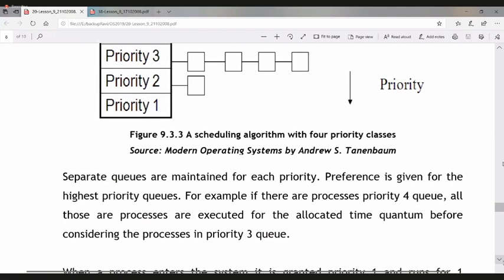So separate queues are maintained for each priority. Preference is given to the highest priority queues. For example, if there are processes in the priority 4 queue, all those processes are executed for the allocated time quantum before considering the processes in the priority 3 queue.